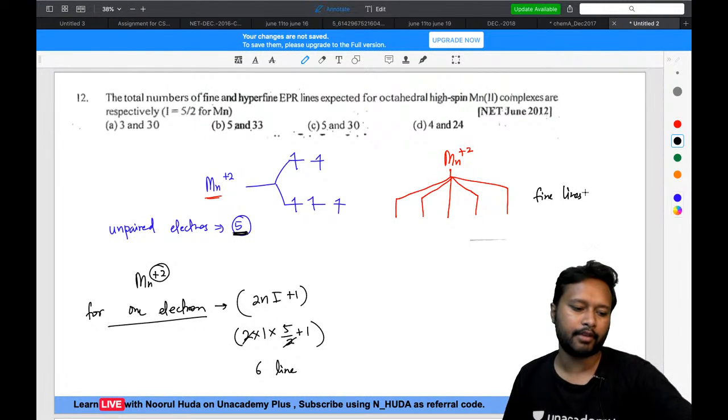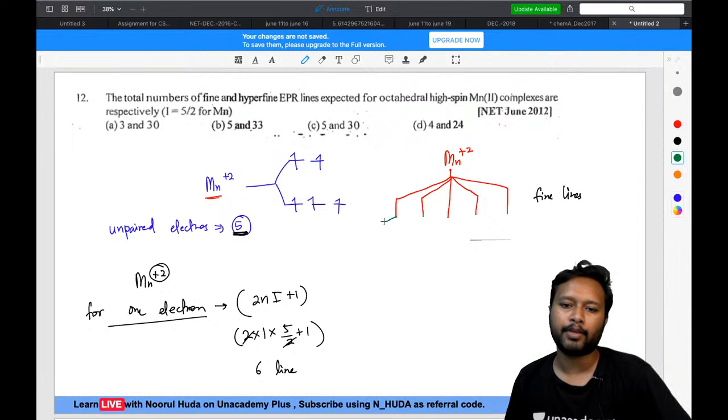Now once you are done with the fine lines, once you have seen what fine lines are, hyperfine lines will be the further splitting of these fine lines. So how many lines will you get from one electron? 6 lines. So per electron you will get 6 lines. Total 6 lines is what you will be getting in this case.